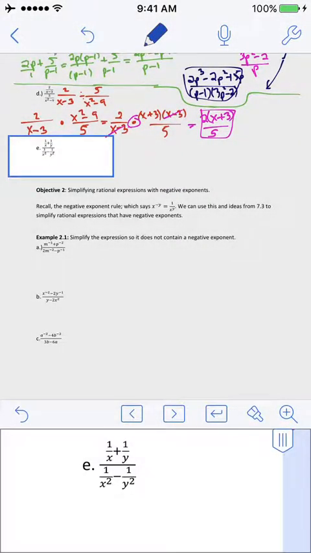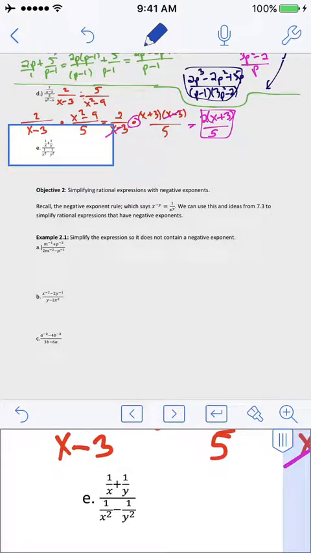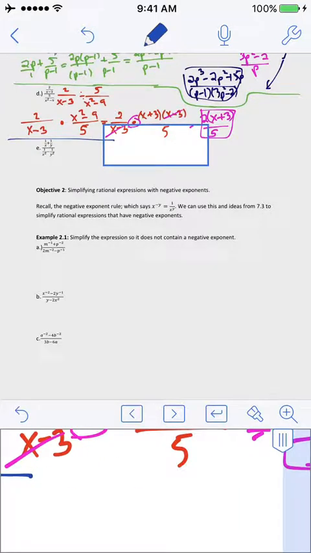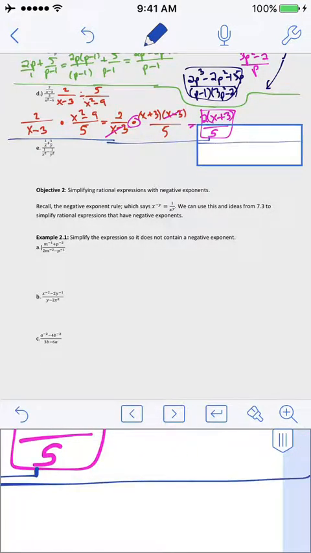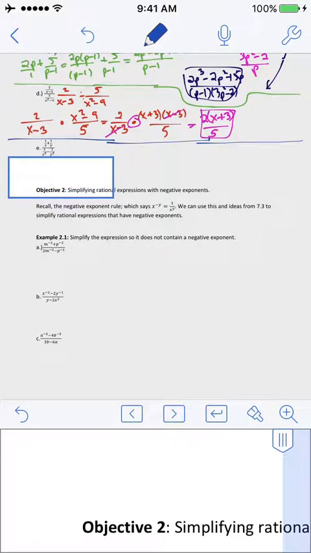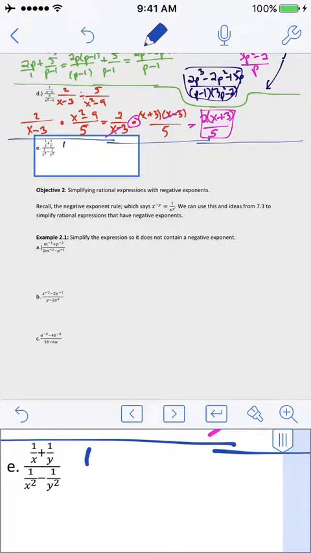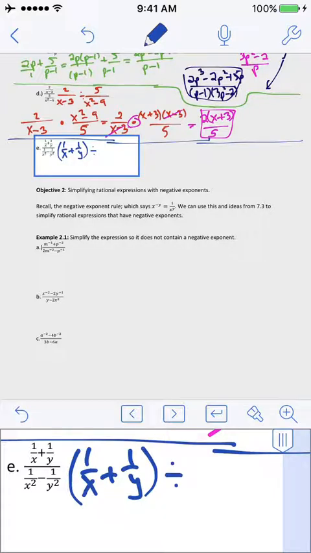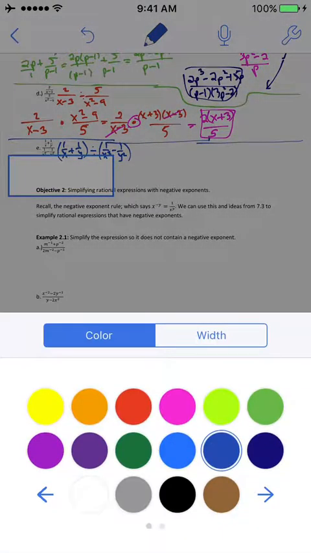I have 1 over x plus 1 over y divided by 1 over x squared minus 1 over y squared. This one I have some addition, so I will have to use the addition part, the LCM. Let's go piece by piece though. So first let's rewrite this as 1 over x plus 1 over y divided by 1 over x squared minus 1 over y squared. I can't exactly flip the second one if it's not one fraction, so let's change these both into one fraction.